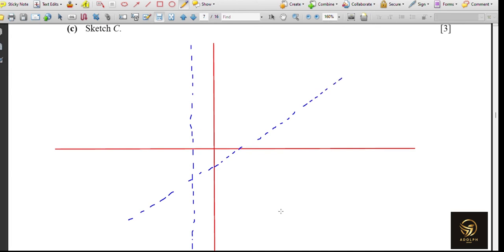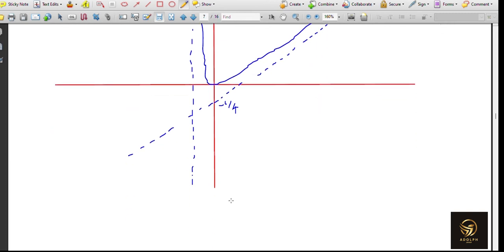So this point is negative 1 by 4, so that you can mention it, and this is negative 1 by 2, and the equation, the curve is going to pass through. So this is the vertical asymptote and it's passing through the origin, then after that it will approach like this.